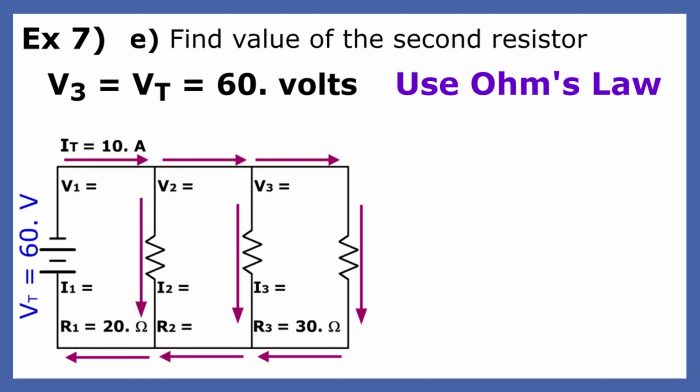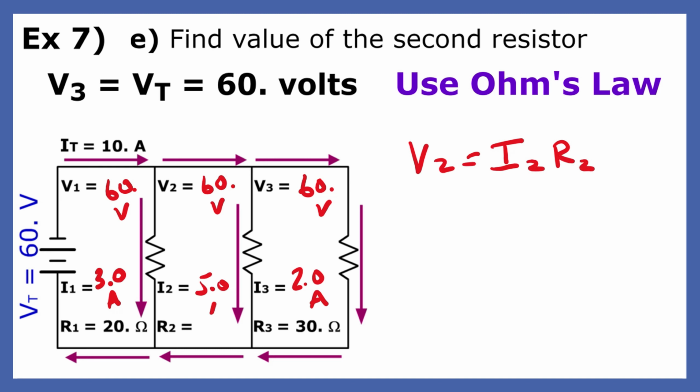Before we find R2, let's go over what we've done so far. The voltage drop in each branch is equal to the source voltage. We use Ohm's law to find the current in the first and third resistor. We use the total current to find the current in the second resistor. Now we use Ohm's law to find the value of the second resistor.